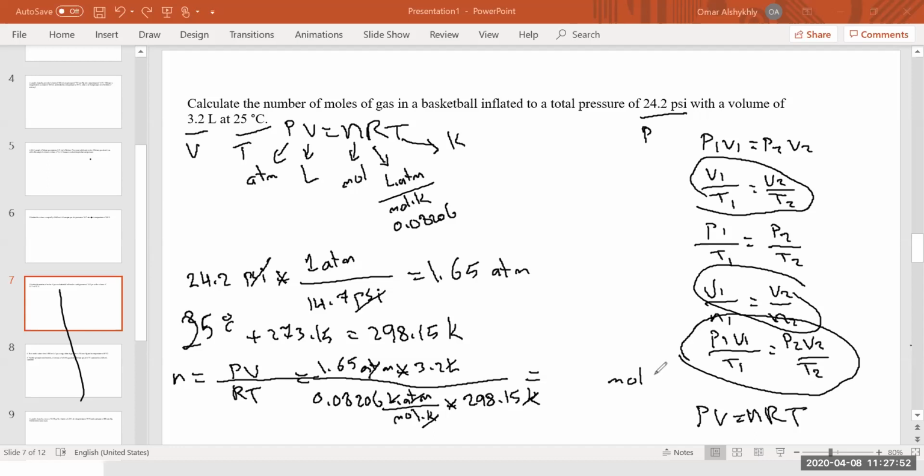So let's do the math here. It will be 1.65 times the 3.2 divided by 0.08206 divided by 298.15. And that will give you 0.215 mole. That's the solution.